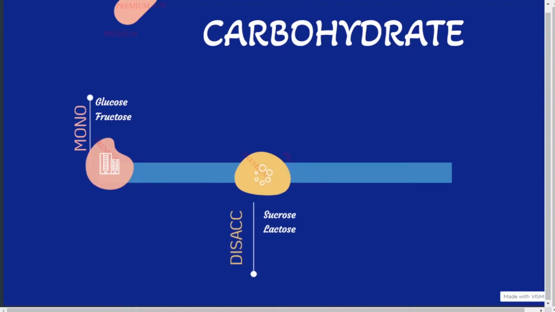Now disaccharide means two monosaccharides make a disaccharide. Simple as that. Examples, as you can see, are sucrose and lactose. Polysaccharide obviously means many monosaccharides. Poly, many, right? So many monosaccharides together make polysaccharides, and examples are starch and glycogen. And I hope everyone knows that starch and glycogen are the storage forms of carbohydrate in plants and animals respectively.